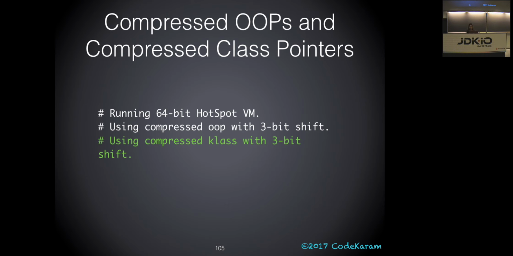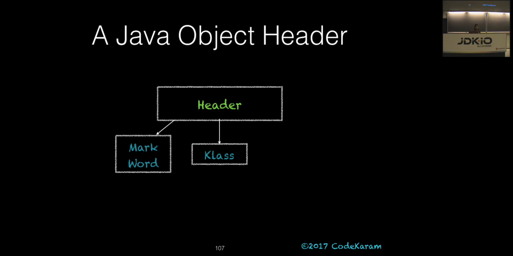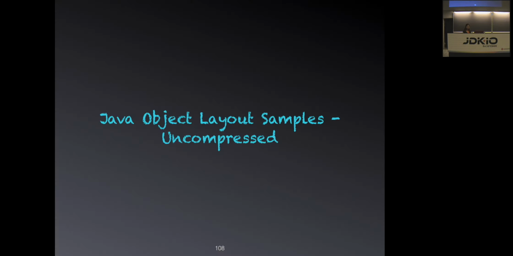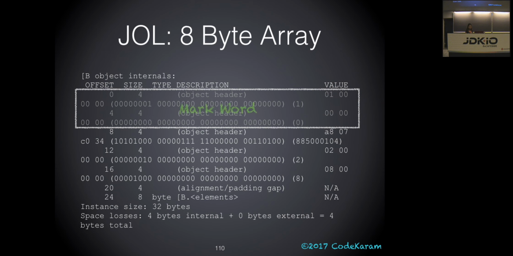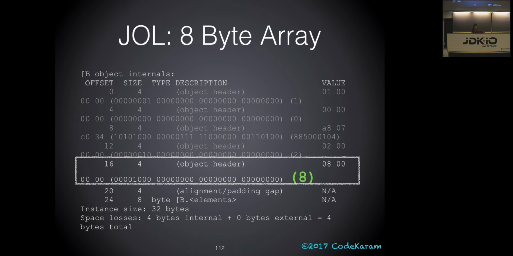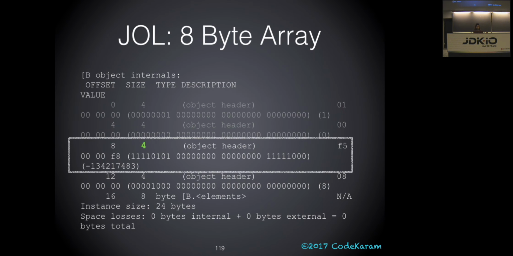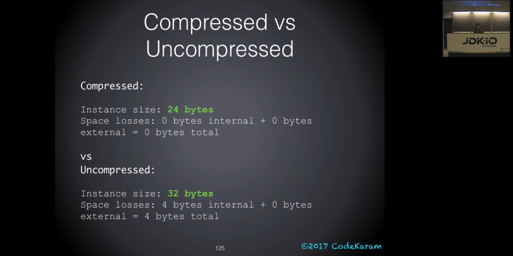So, yes. What is going to happen is you guys will get these slides, and I just want to quickly go through them. I expanded the header to show you how compressed OOPs and compressed class pointers actually work. You have the mark word, you have the class, and then you have the array length if it's an array object. And then I showed you some samples using JOL, just examples, and showed how compressed versus uncompressed looks. Sometimes the space is lost because of padding issues.